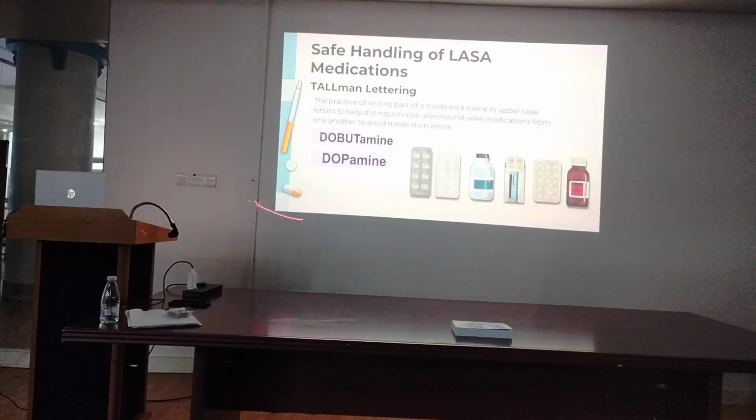Again, they would always bring out the list of look-alike and sound-alike medication and ask you, why are the medicines written like this? Why are they written like that? To reduce errors. What is this? Tall man lettering. Okay?